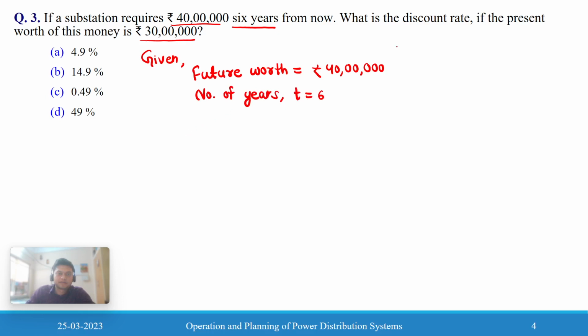What we need to find out is this discount rate. D is equal to what? If the present worth of this money is 30 lakh, the present value of money is given as 30 lakh.